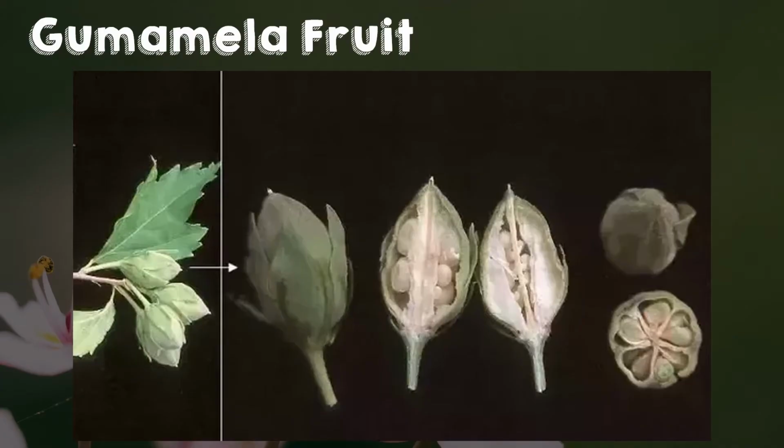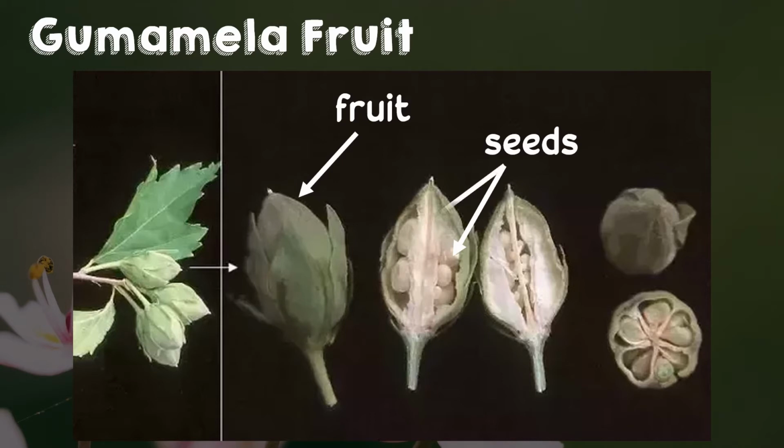Meron ba siyang fruit? Yes! Merong fruit ang gumamela. However, unlike other fruits, they are not distinct since they are hidden and they are small. The fruits of gumamela are located under the flower. And they are actually capsules or pods na merong seeds sa loob. These pods can hold up to 20 seeds, which are about 3 centimeters long. In this picture, you can see that these white structures inside the pods are the seeds of the gumamela fruit.